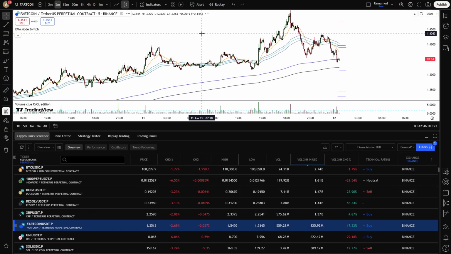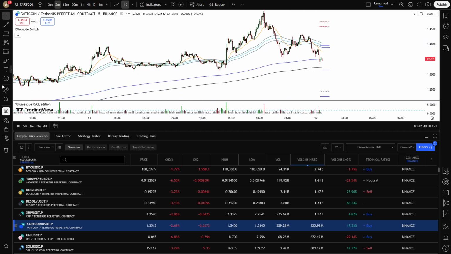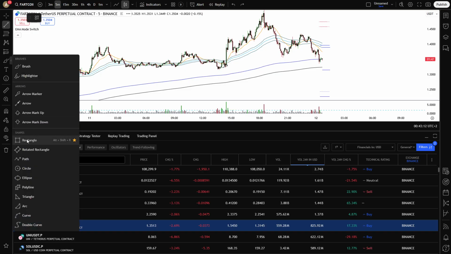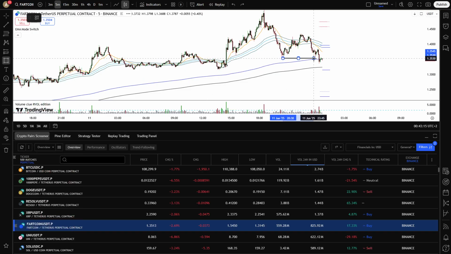Let's take Fartcoin here, for example. I quite like this when it's right in this level. If we get above these two, well, simply draw a box instead. I can't draw proper lines anymore. Right here. If we simply reclaim this, I would like to be a buyer.